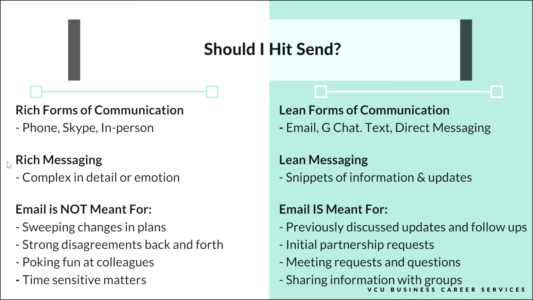So rich, think about dark chocolate, right? It's complex, there's a lot going on, there's a lot of taste to it. And then lean, think about a bland piece of chicken. It's straightforward, it's easy to digest, it's easy to get down, there's not much complexity in it, right? So rich forms of communication: phone, Skype, in-person. Lean forms of communication: email, Gchat, text, direct messaging.